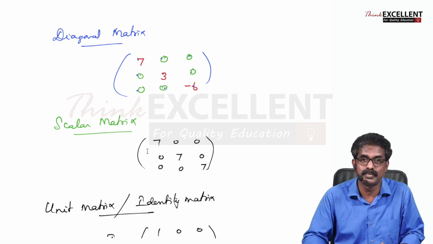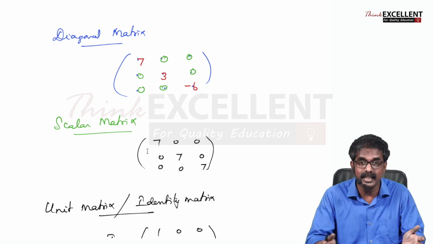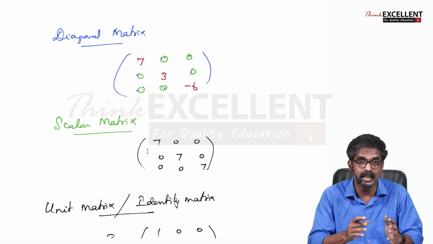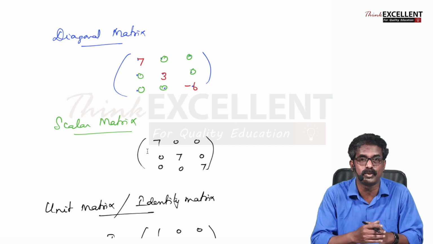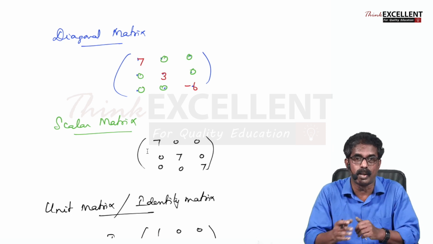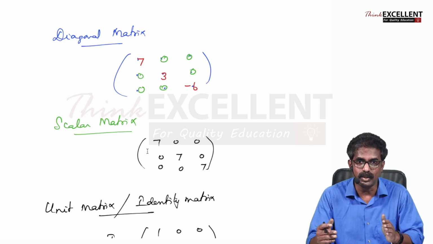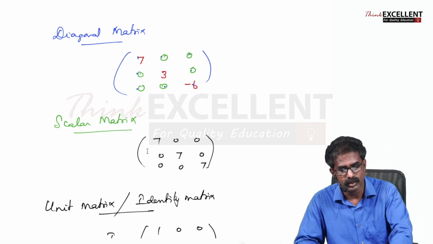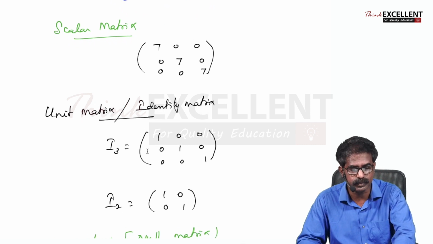Then unit matrix. So familiar one, right? Unit matrix, or we call it as identity matrix. So what is that? We denote it as I, right? I2, I3. What is the 2 by 2 square matrix? 1, 0, 0, 1. 3 by 3? 1, 0, 0, 0, 1, 0, 0, 0, 1, right? So that is identity matrix or unit matrix.